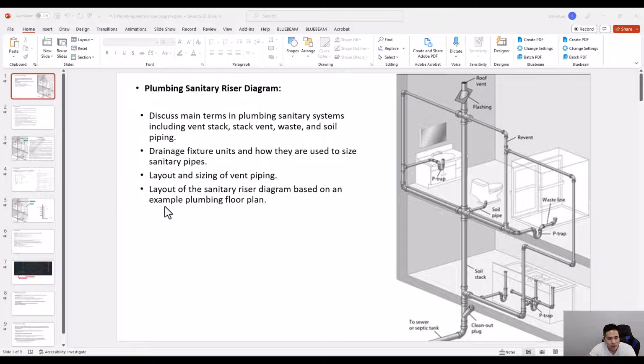And then we're going to lay out the sanitary riser diagram based on an example plumbing floor plan, which will be at the end of the presentation, and we'll apply everything that we're discussing in this presentation.